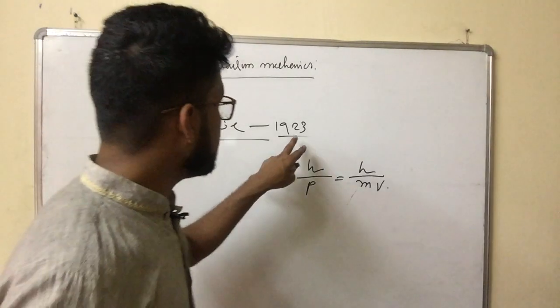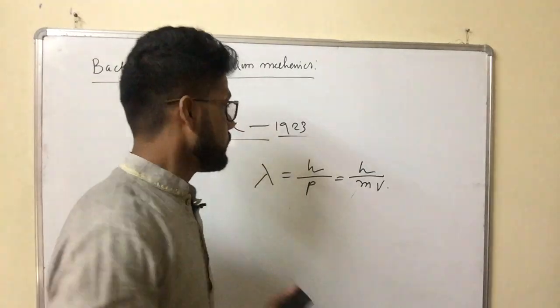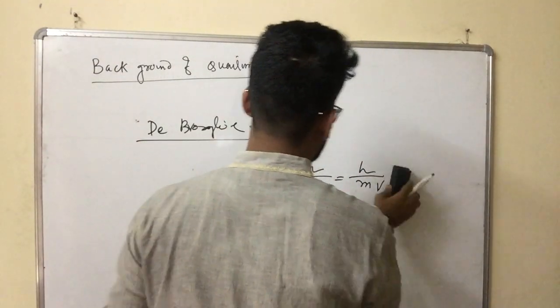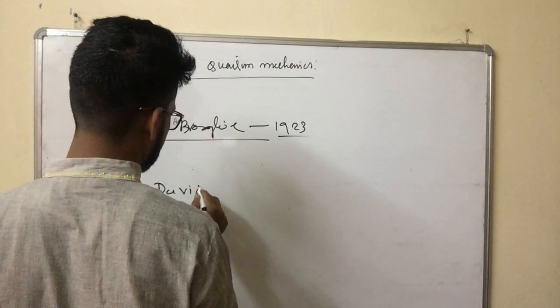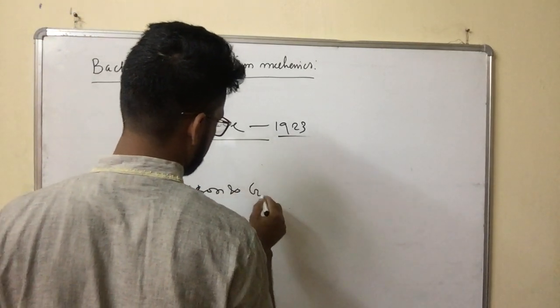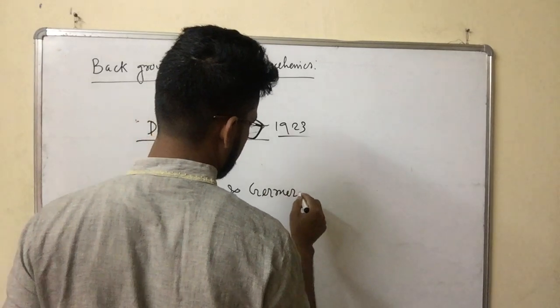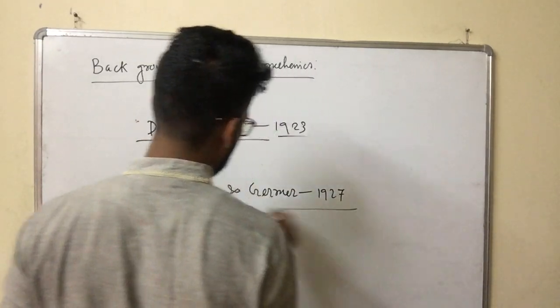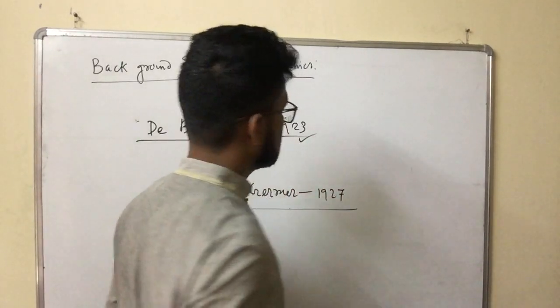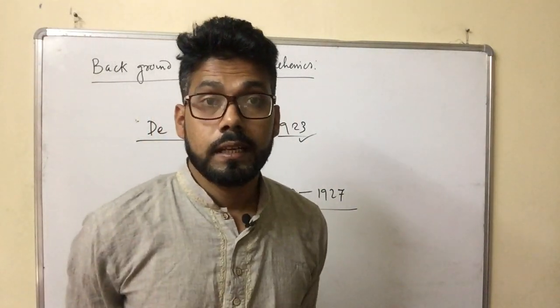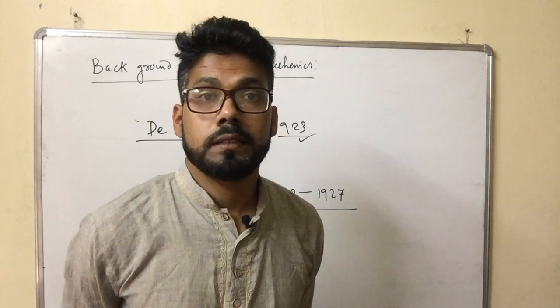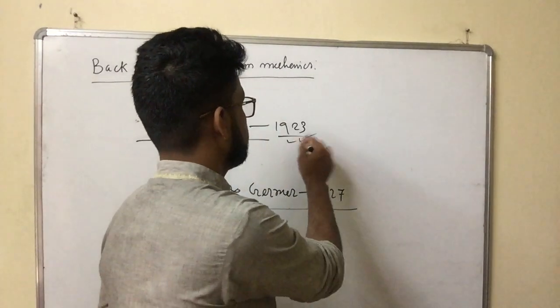In 1927, Davisson and Germer explained this. And remember, in 1929, de Broglie was awarded the Nobel Prize in Physics for this development also.